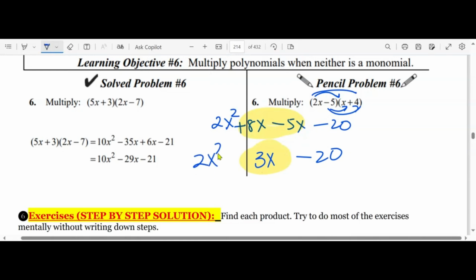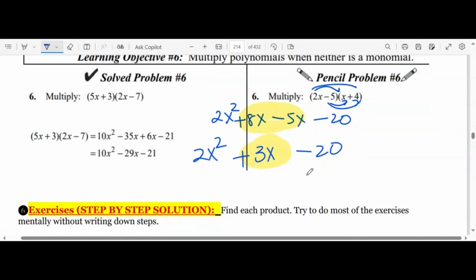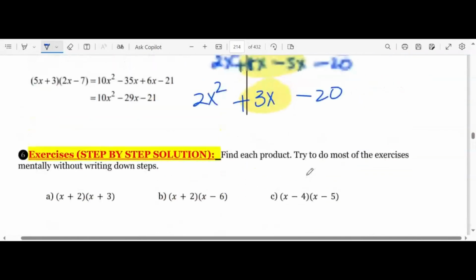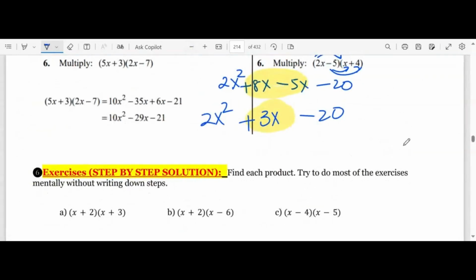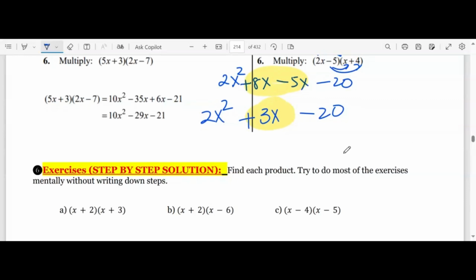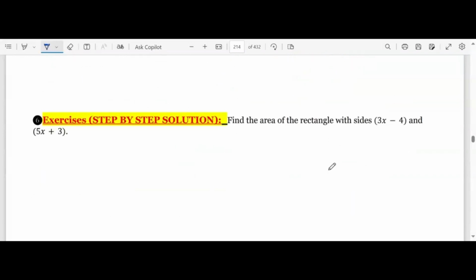So your final answer is 2x squared plus 3x minus 20. I can do it mentally, right? Okay. Can you do this one? Move on. All right, let's move on.